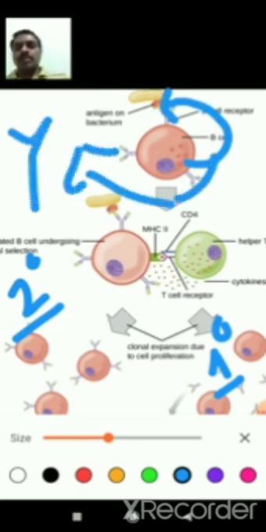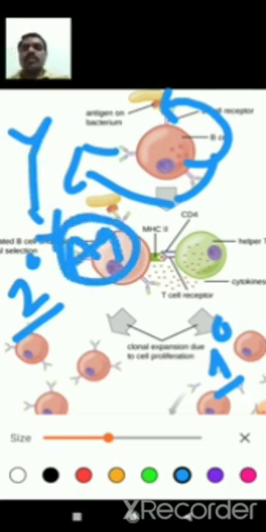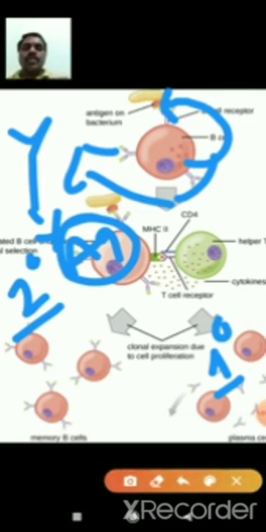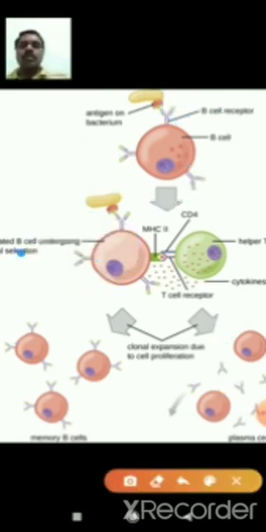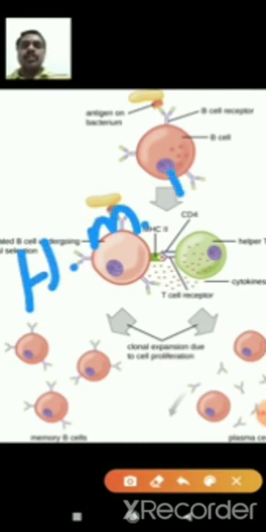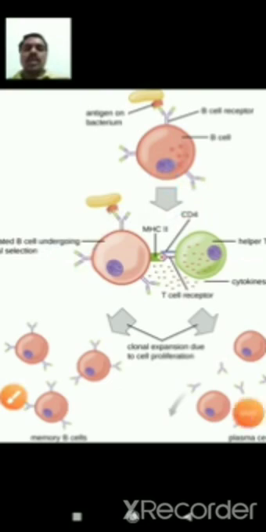Those antibodies kill the antigens in our bloodstream. So indirectly, antibodies kill the antigens in the blood. That is why it is called humoral mediated immunity, or antibody-mediated activation. Right? So this is B cell activation.